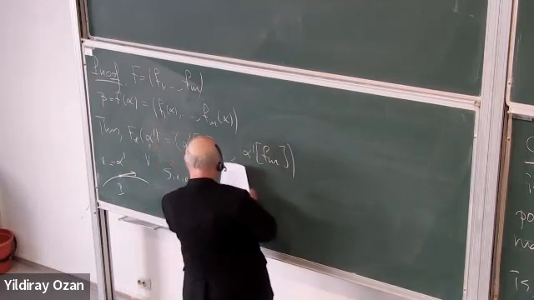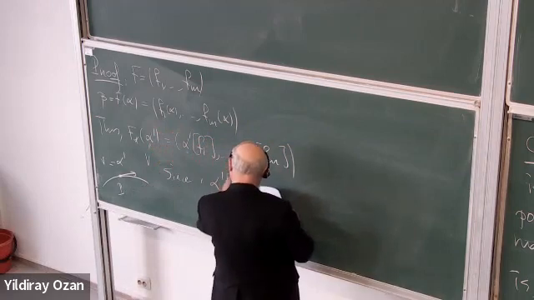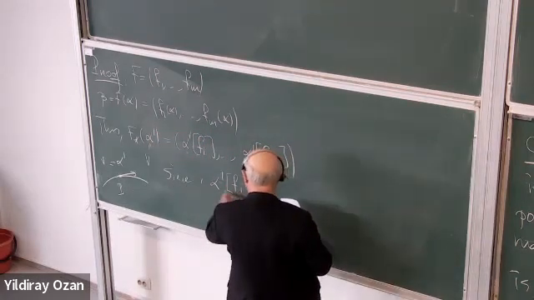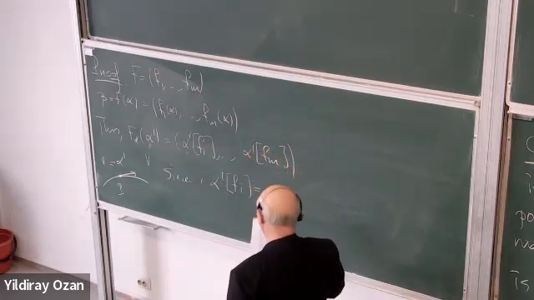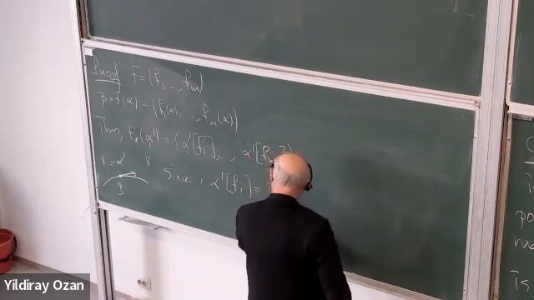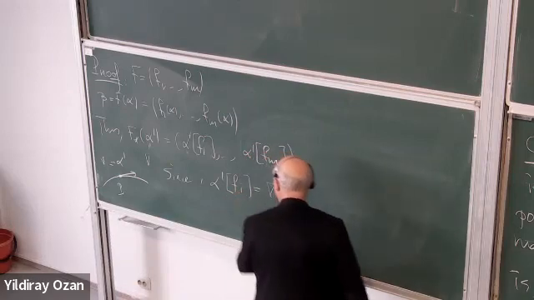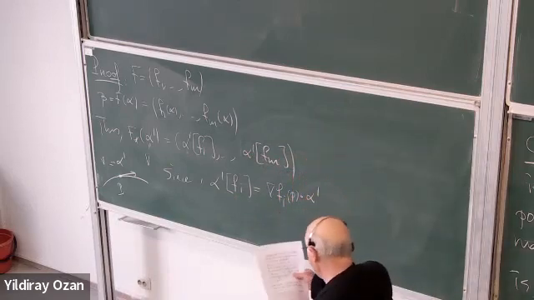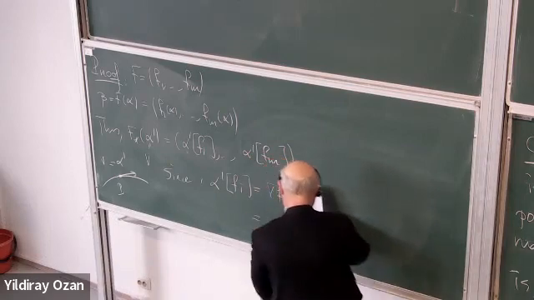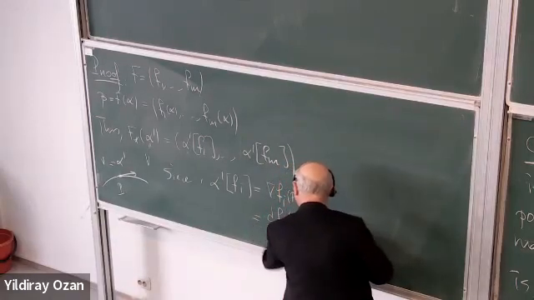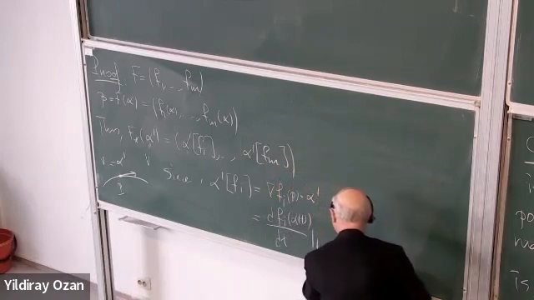But since alpha prime applied to fi is nothing but the derivative of f along the vector alpha prime, this is actually the directional derivative of f along the vector alpha prime, and I may also write it this way: d fi of alpha t, dt, at t equals 0.